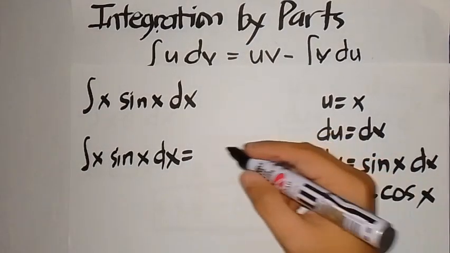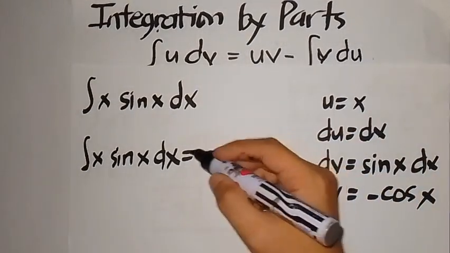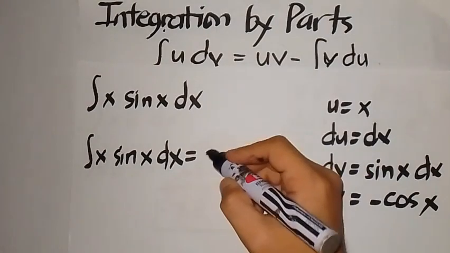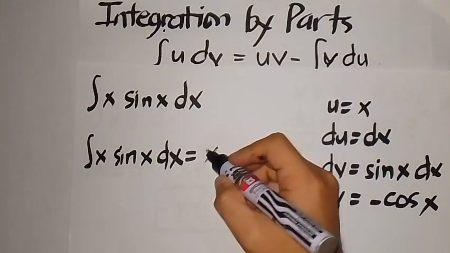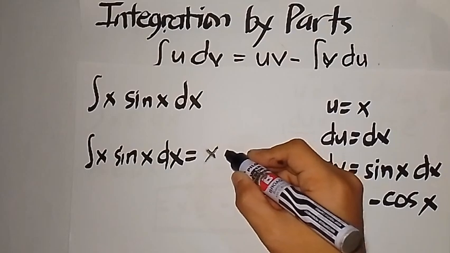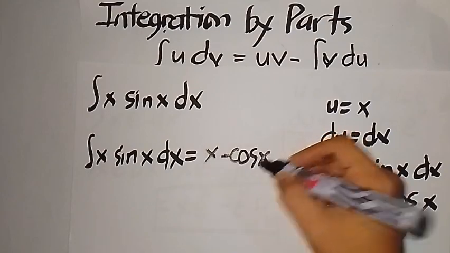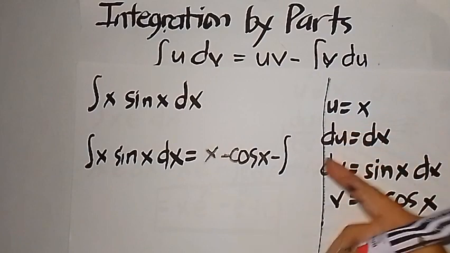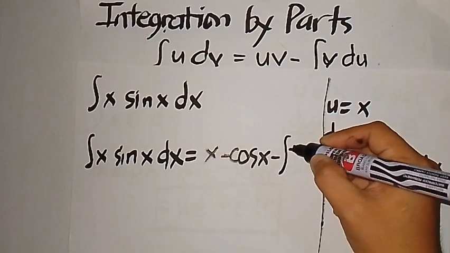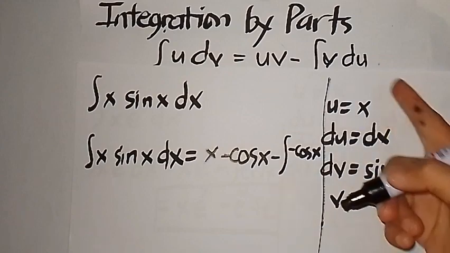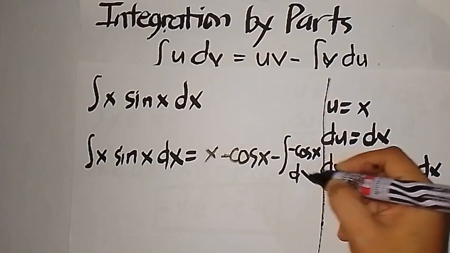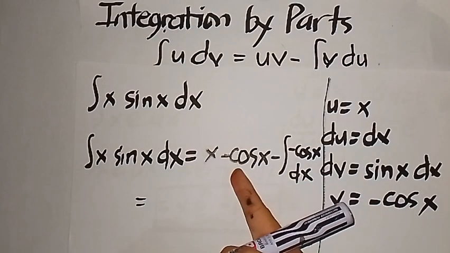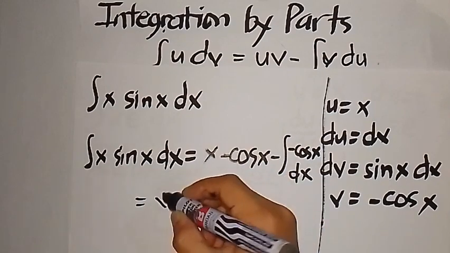So with the guidance of this formula, u is simply equal to x, and v is simply equal to negative cosine x, minus the integral of v, negative cosine x, du, dx. So we have here, then simplify.